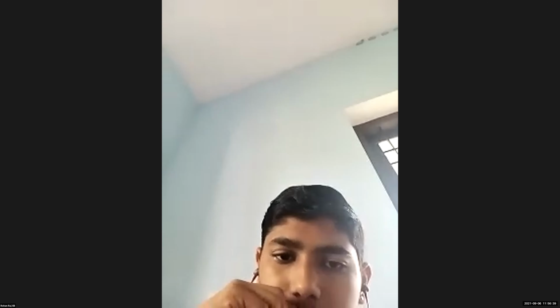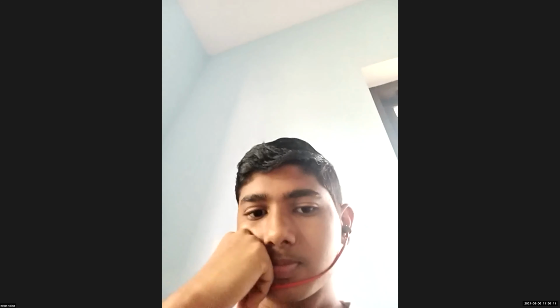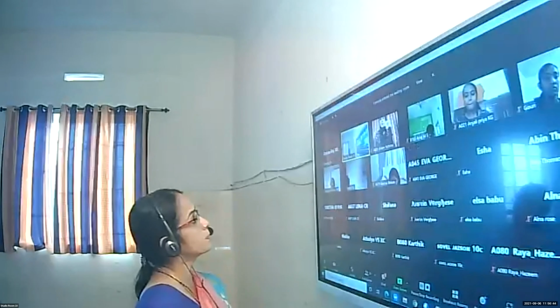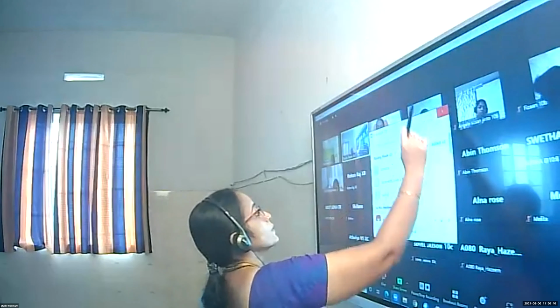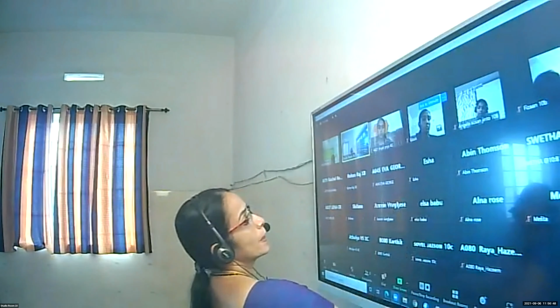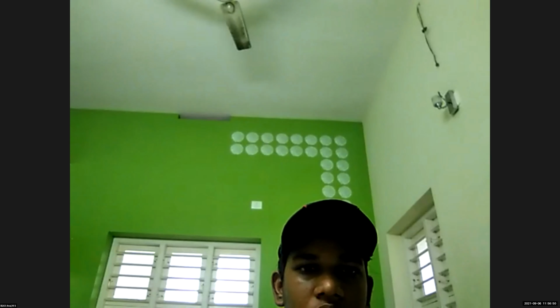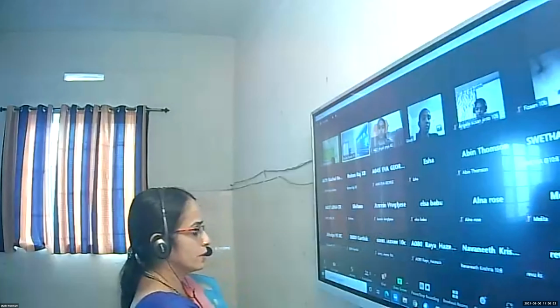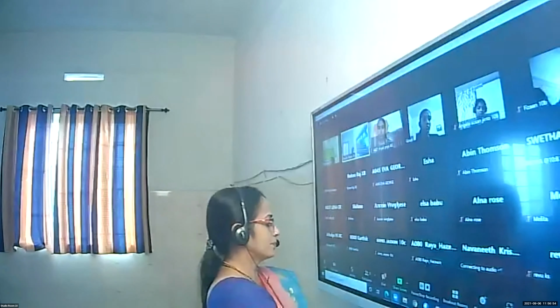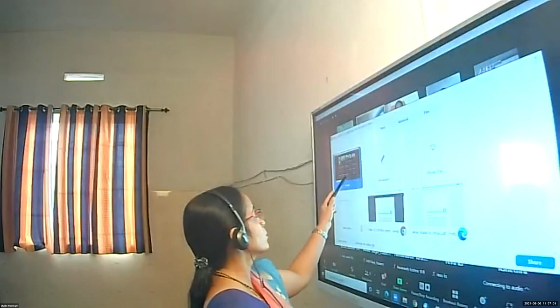Anuj, what is the formula for the area of a circle? Area of a circle is equal to pi r square. Gauri, what is the formula for the area of a sector? Theta by 360 into pi r square.